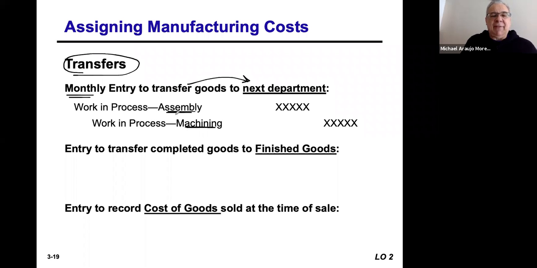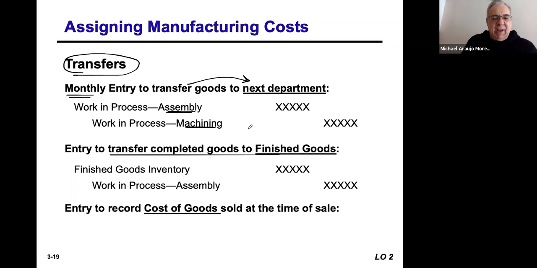Okay. After assembly is done, of course, they're ready to be put into finished goods. And so we need a journal entry to move that. You're going to see a debit to finished goods inventory showing an increase in finished goods. Where are they coming from? They're coming from work in process in the assembly department moving over.